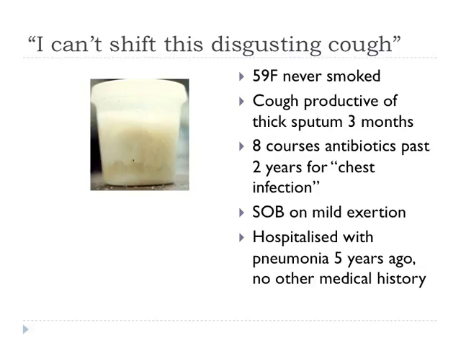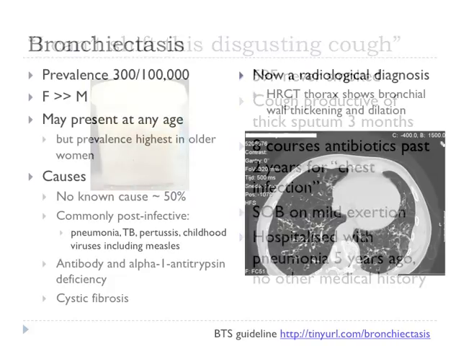It's kind of more of the same, another disgusting cough producing this horrible sputum. A 59-year-old woman, never smoked. I don't know if Esther actually made these scenarios up or whether she's drawn them from her own clinical experience. They all, to me, seem perfectly plausible scenarios. She's had 8 courses of antibiotics over the past 2 years for chest infection. She's got shortness of breath on mild exertion, and she was hospitalised with pneumonia 5 years ago. But apart from that, nothing much else going on.